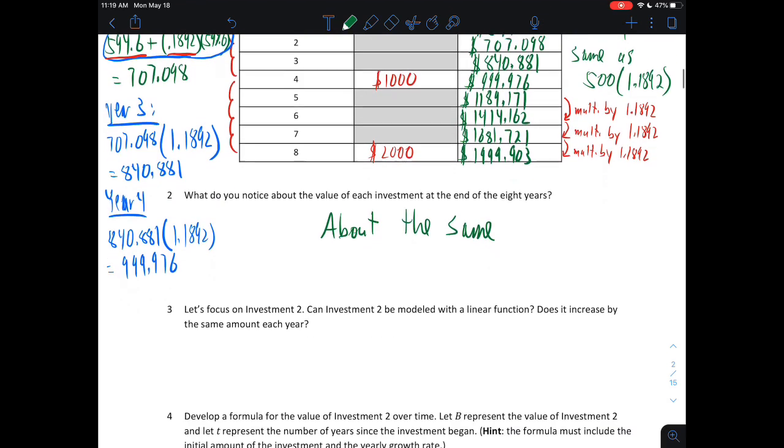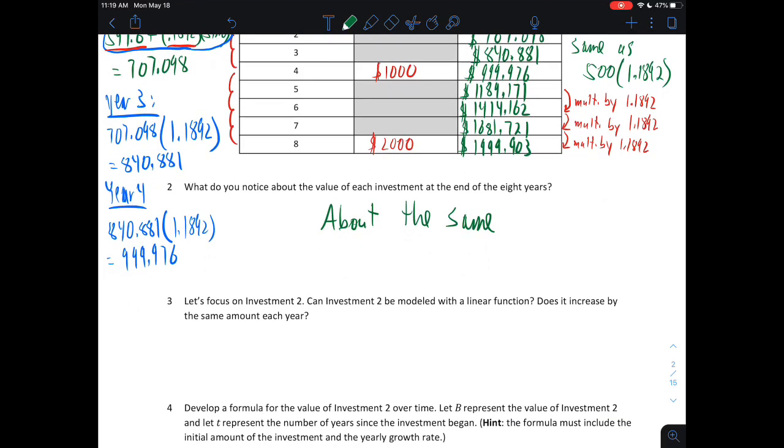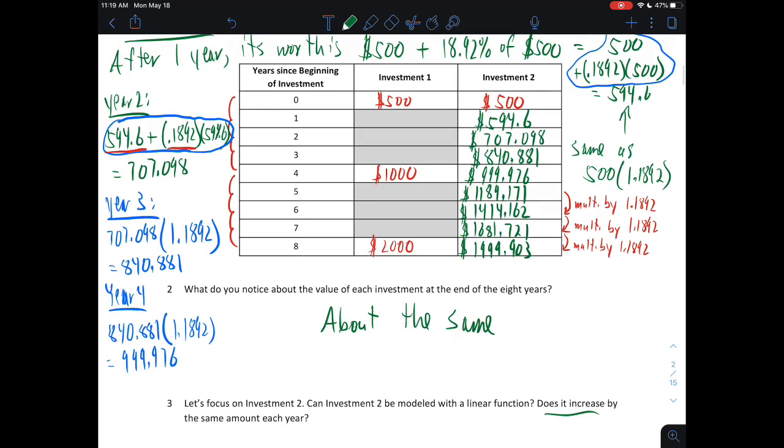So now for number 3, let's focus on investment 2. Can investment 2 be modeled with a linear function? Does it increase by the same amount in each year? What this means by does it increase, you need to think in terms of dollars. Can I take 1 year's amount, add a dollar amount, and then add that same dollar amount for the next year? The answer to that is no.